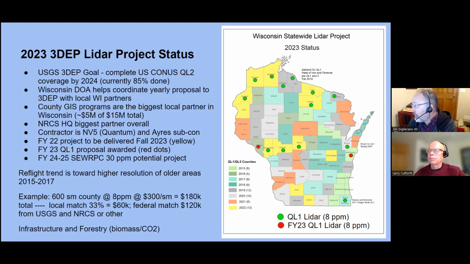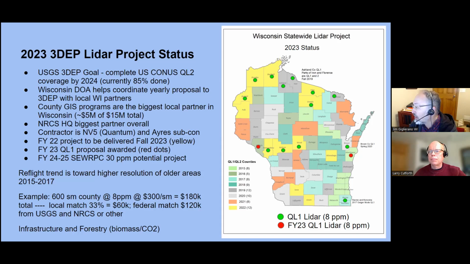And we actually have a new project because we've sort of completed the state. There isn't a lot of demand just yet to do reflights, and so this year we've got 2 reflights in Buffalo and Manitowoc. As we gear up for reflights, we'll be looking at replacing the older areas on the map, and we'll also be trying to upgrade to the higher resolution.